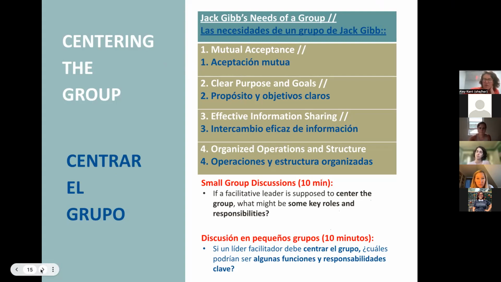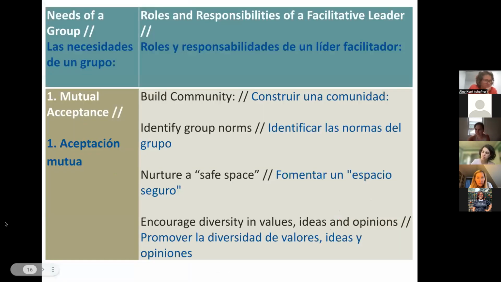Okay, and so I hope all of you had a couple of enlightening discussions, or maybe have a couple of fresh questions. Let's go to the next slide and let's take this apart a little bit. Or maybe we'll hear some examples. So, in mutual acceptance, this first need, some of the roles and responsibilities might be to build community, identify group norms or nurture a safe space, encourage diversity in values, ideas, and opinions. Did anyone talk about any examples that they've seen of doing any of these types of things, either that you've done yourself or that you've seen done well?